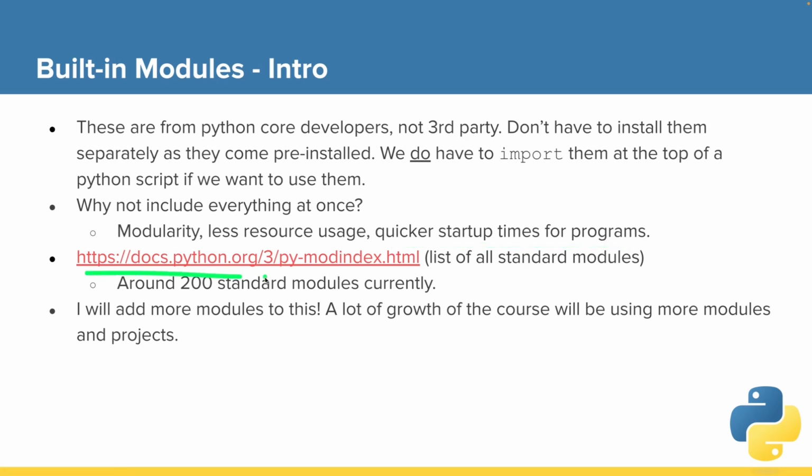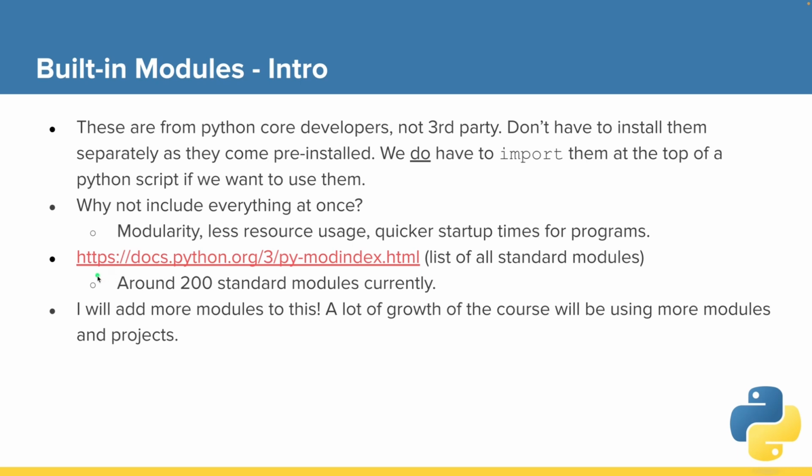And there's a website here we'll take a look at that lists all of the standard modules. Currently, there's around 200 or so. And I will add more modules to this section, our built-in modules section, because a lot of the growth of the course will be around that. There's a lot of functionality with built-in modules. There's also third-party modules, which are not included with Python, but that we can install separately. We'll get into that later in the course. A lot of functionality in those as well. But stay tuned. This will regularly be growing.